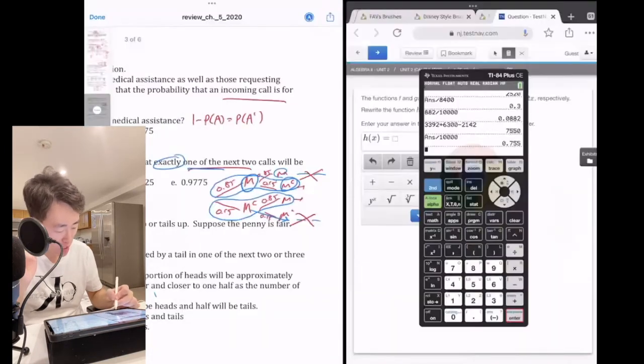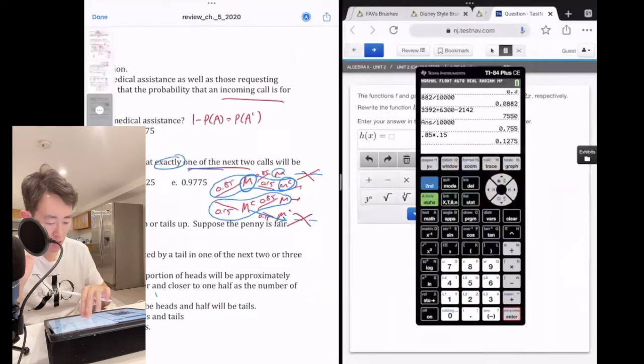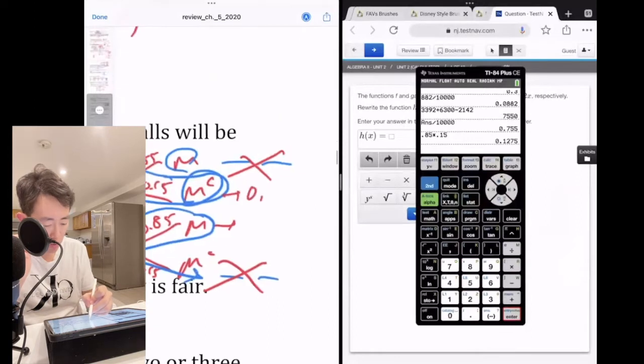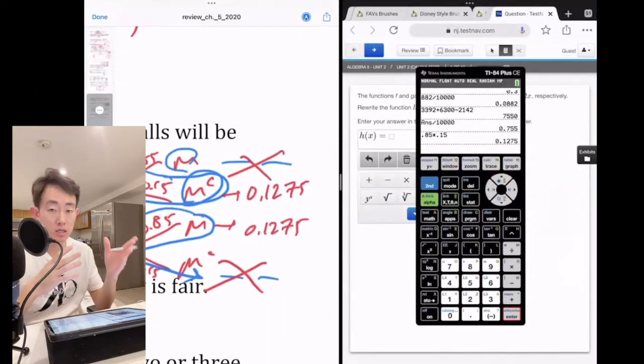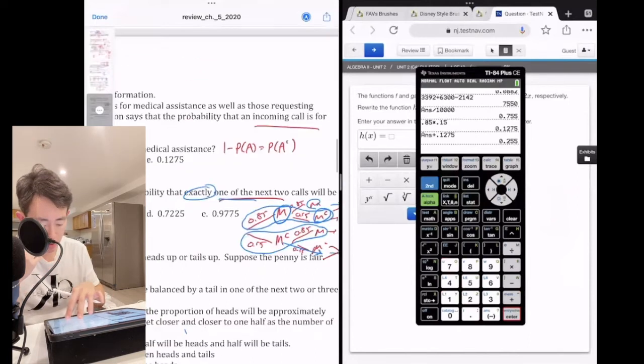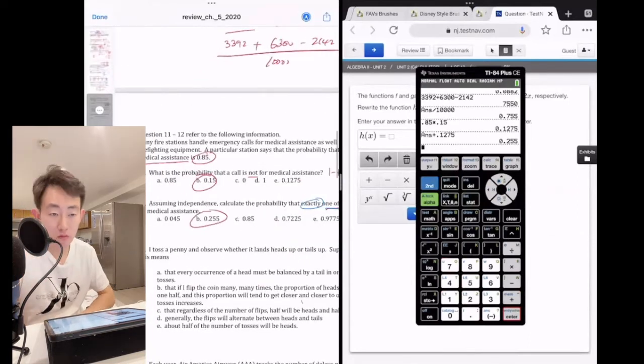So if I do 0.85 times 0.15, what I'm going to get is 0.1275 for both, because they give you the same probabilities, 0.85 times 0.15. So I add that to 0.1275, or just double it, whichever you prefer. The answer should be B for that reason.